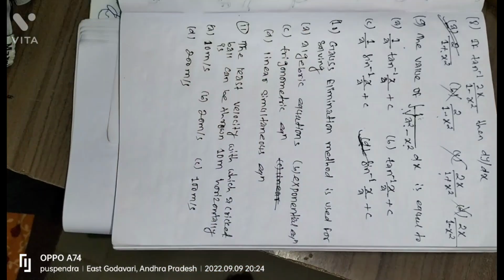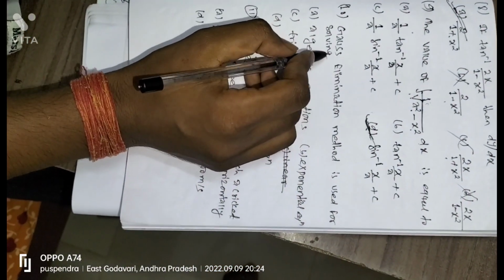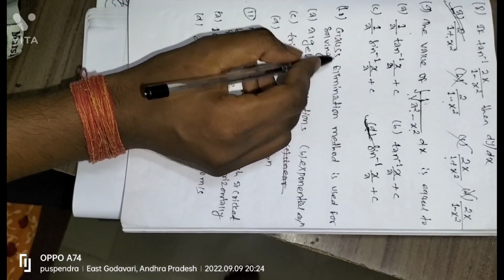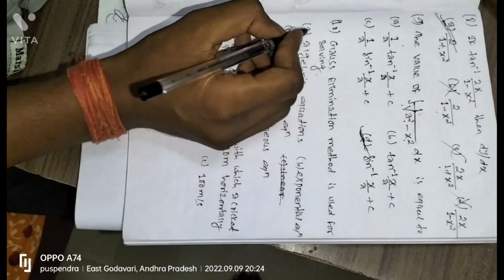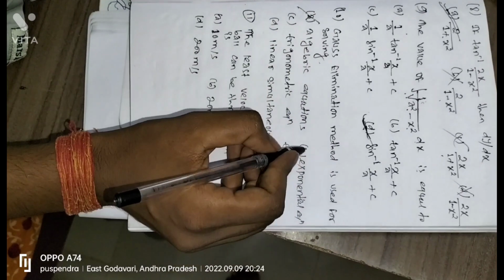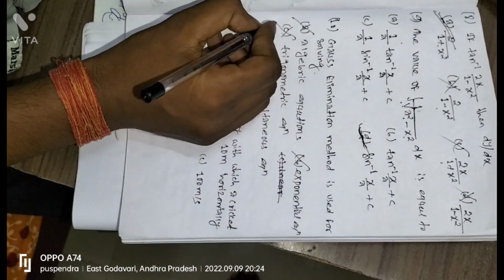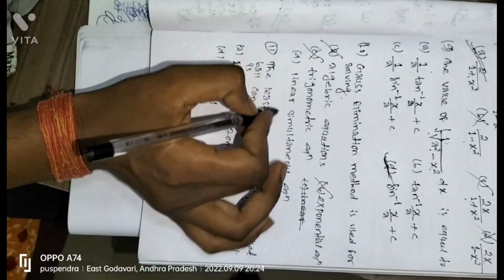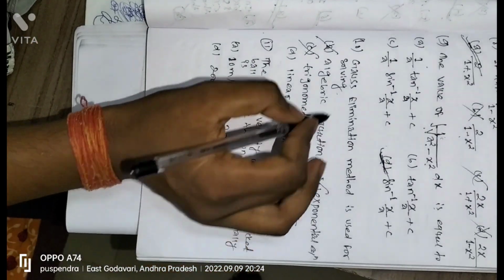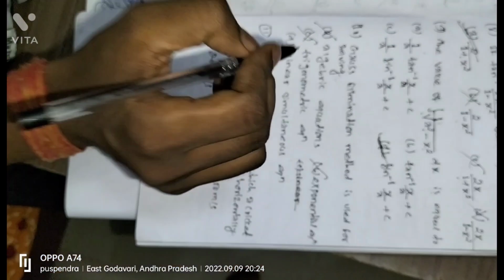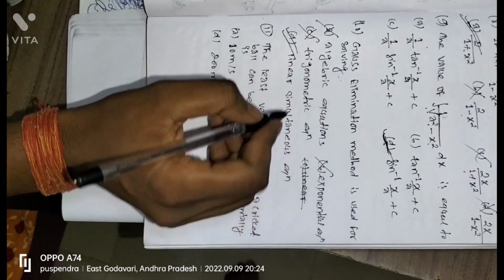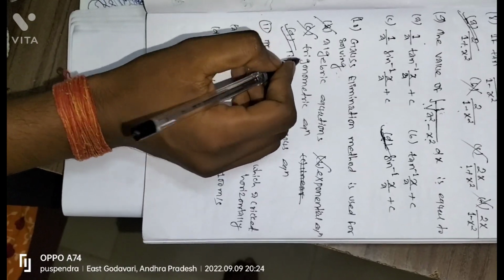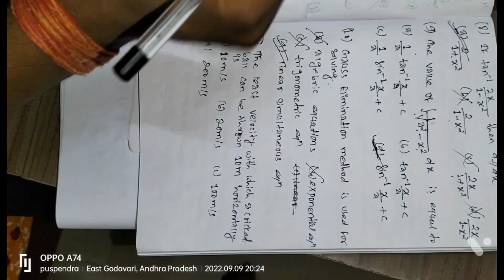Now question number 10 is about Gauss elimination. The Gauss elimination method is not used for solving algebraic, exponential or trigonometric equations. It is used for solving linear simultaneous equations. Memorize this, as every such question can be asked in your exam.